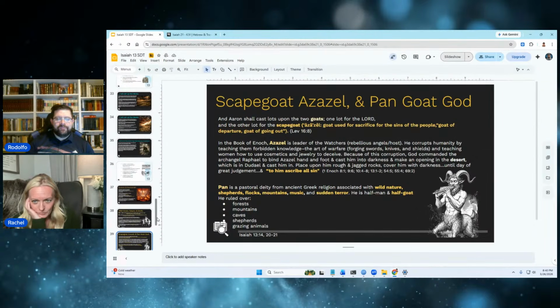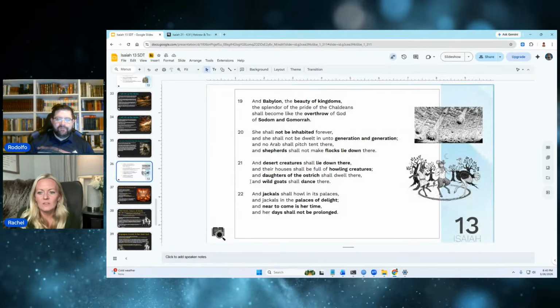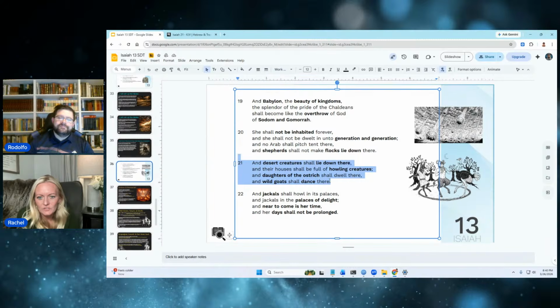I just thought those were interesting, because we're talking about, in essence, some kind of weird entity that's living out in the desert, and these howling creatures. Yeah. Well, and there is more for like the daughter of the ostrich and stuff, but I thought we would go into that probably when we get to Isaiah 34.